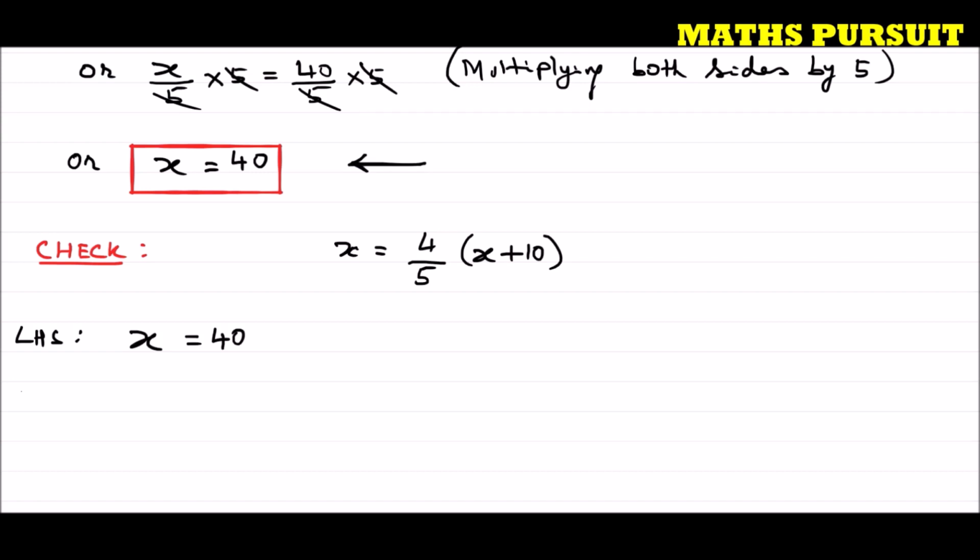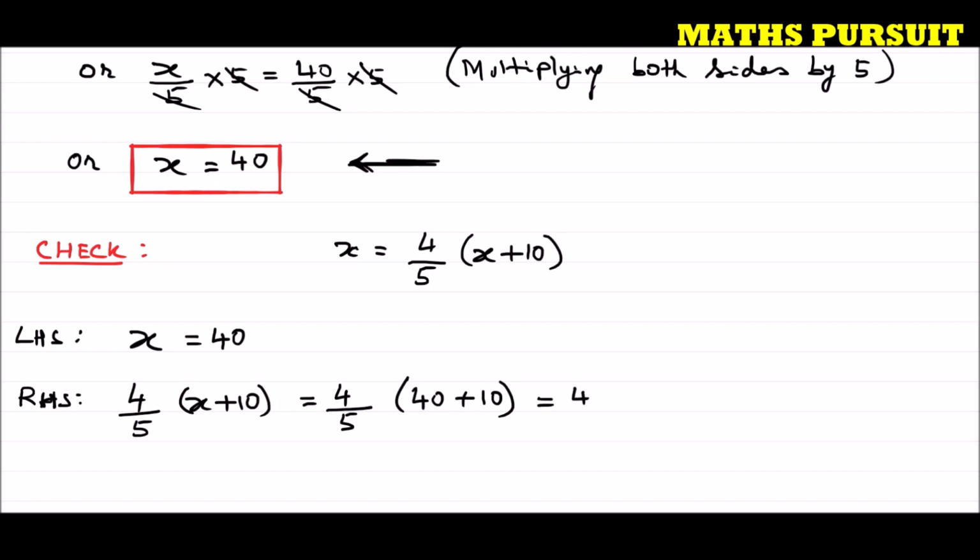Now let us pick up the right hand side of the equation. The right hand side of the equation is 4 divided by 5 into x plus 10. Or that is equal to, I can write, 4 divided by 5 into 40 plus 10, just replacing the value of x with 40. How 40? We got 40 here in this line. Or that is equal to 4 divided by 5 into 50. How 50? This 40 plus 10 is 50.